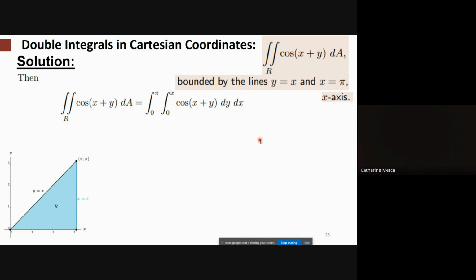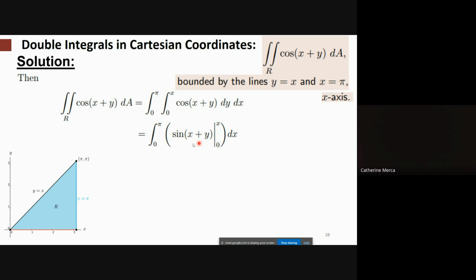So you have cosine of x plus y dy dx. 0 to x, the cosine of x plus y dy. And when you try to solve this one first, remember that the integral of cosine is sine. So you have sine of x plus y, with dy being with respect to y, so you should have simply dy. Correct? So you already have that one, from 0 to x.